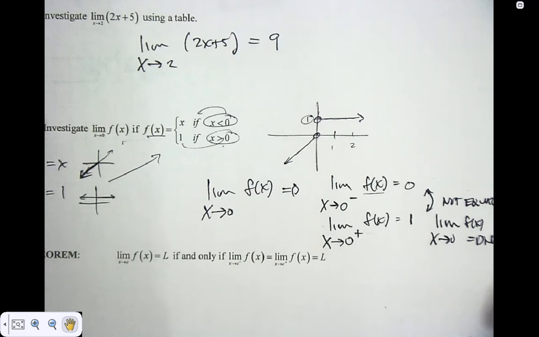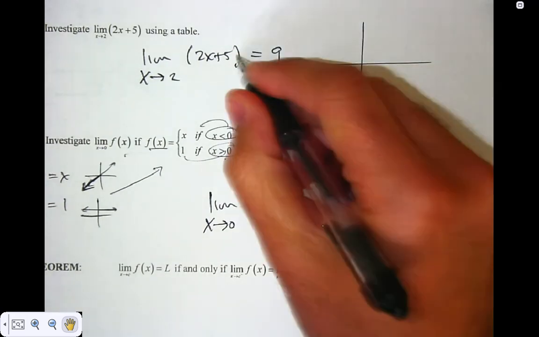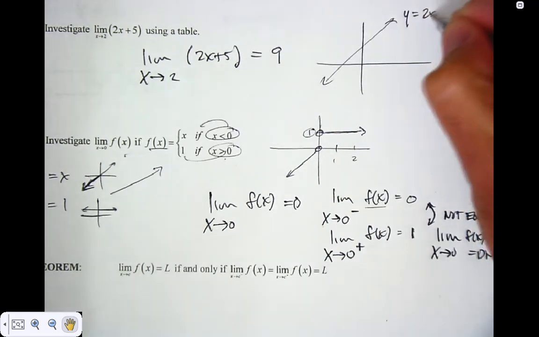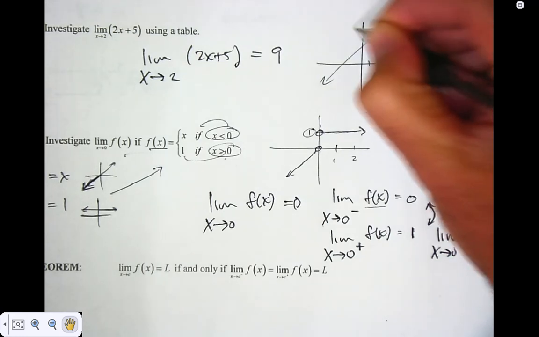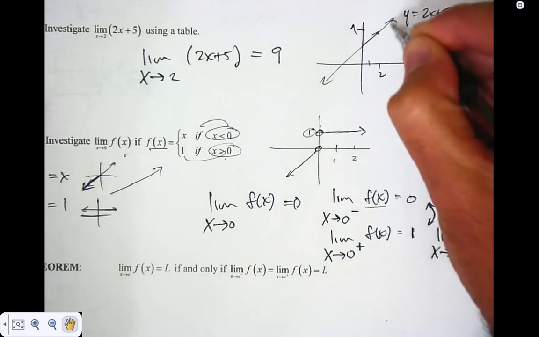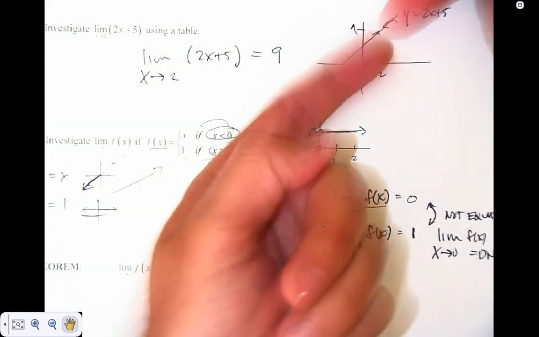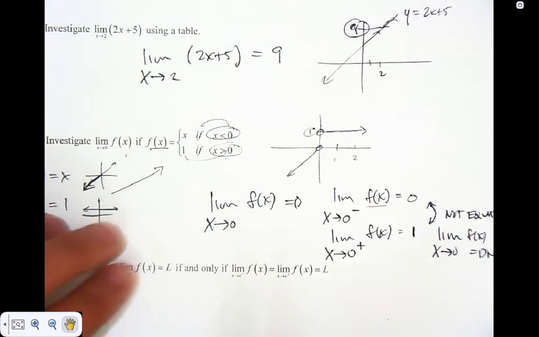Now, that's different than up here. Let's look at the graph here. We know this guy starts at 5 and has a slope of positive 2. There it is, y equals 2x plus 5. And as I get close to 2, think about your fingers here. You're coming in this way and you're coming in this way. Your fingers are definitely in the same exact place. And where are your fingers? They're at 9. That's why the limit existed in this one.